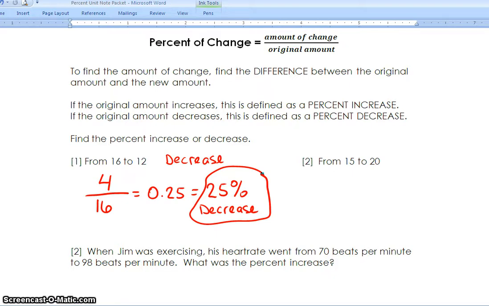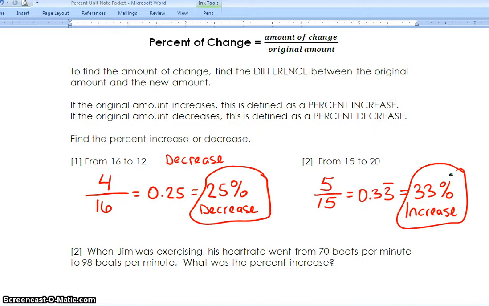Alright, now let's have Ms. Schmitz pause this, and you guys go ahead and work example 2. Alright, did you write 5 over 15? The change was 5, the original amount was 15. If we divide that, we get 0.33 repeating, which would be approximately, let's round it, 33%. And I didn't ask you before, but let's make sure and write it down now. Is this an increase or a decrease? We went from 15 to 20. Alright, that's pretty simple, isn't it? So let's go ahead and circle our final answer.